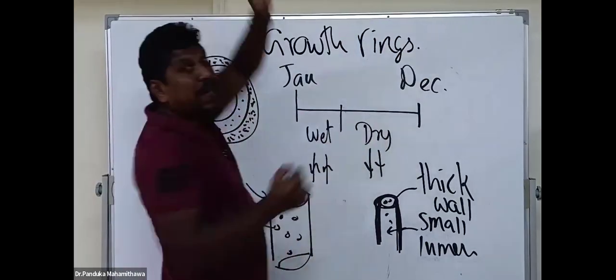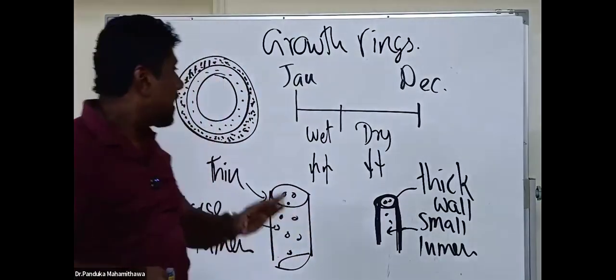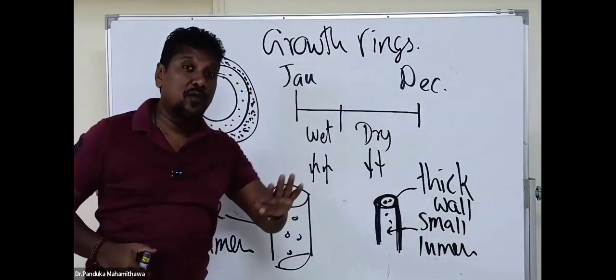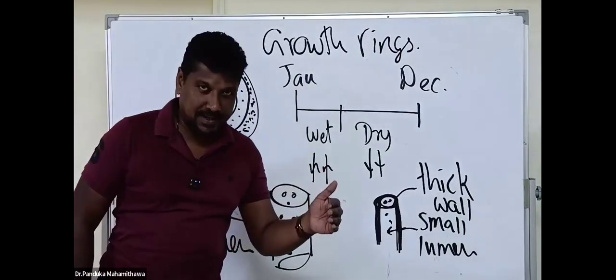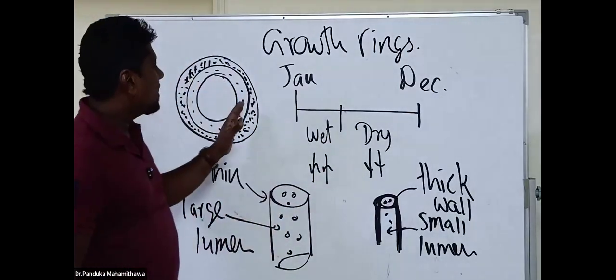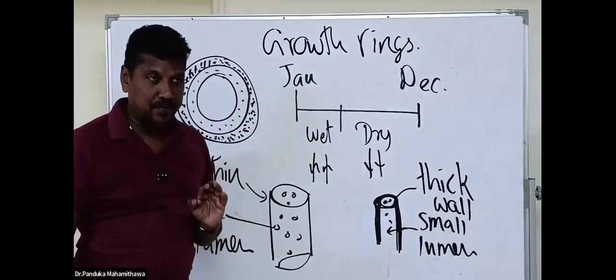So in tropical countries like our country and Malaysia, they don't have all four seasons. They have the wet season and the dry season. So in the wet season and the dry season, these are the two rings that they have.